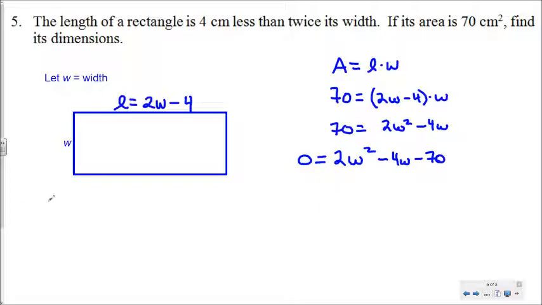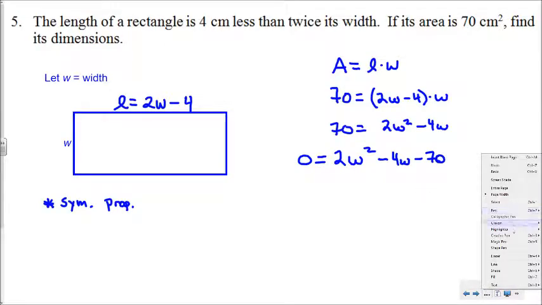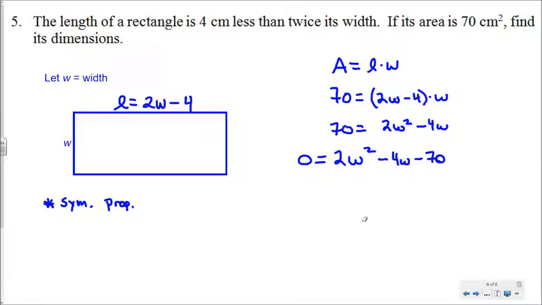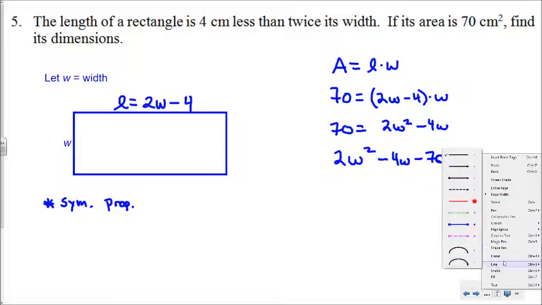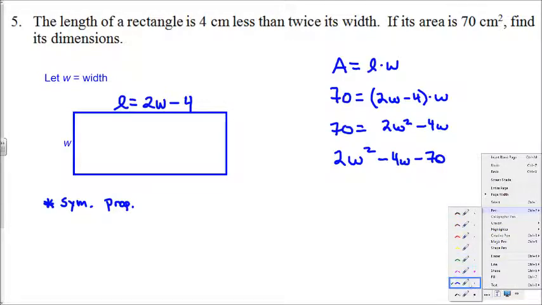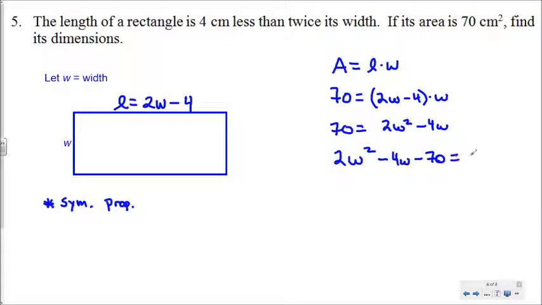Now here's the first of 2 tips that I'm going to give you in this example. Remember that equations are symmetric. We had a symmetric property of equality. So rather than writing the 0 on the left-hand side, I'm going to erase it and rewrite it on the right-hand side. Because equations are symmetric, and I don't have to write the 0 on the left, I can write it on either side, it makes no difference. So that got it in standard form for me.